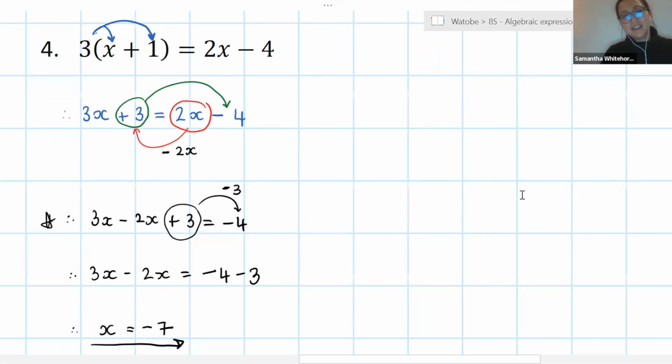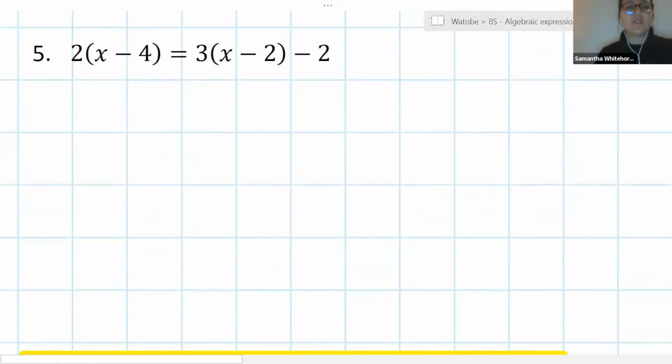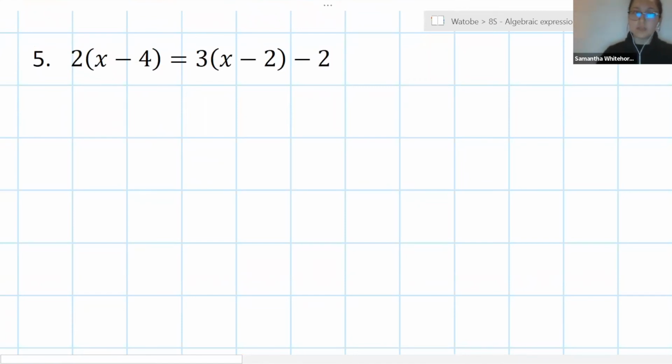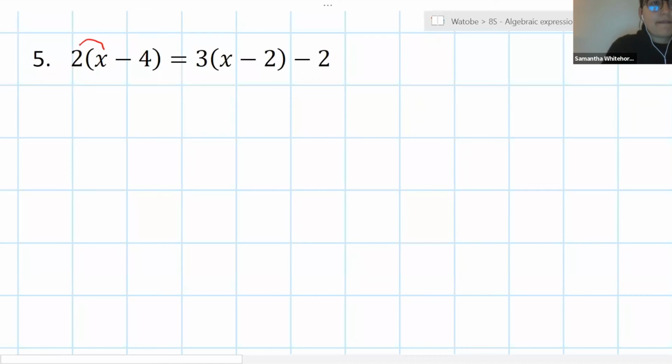Cool, guys. So let's have, oh golly, so sorry, let's have a look at another example like this. So if we go over to question 5, we still have some distribution. We've got 2 times x minus 4 is equal to 3 times x minus 2 minus 2. So the first thing, before I even stress about solving my equation, is I am going to distribute. Now there's 2 sets of distributions that I need to do, one on the left, one on the right. And so that is where I'm going to start.